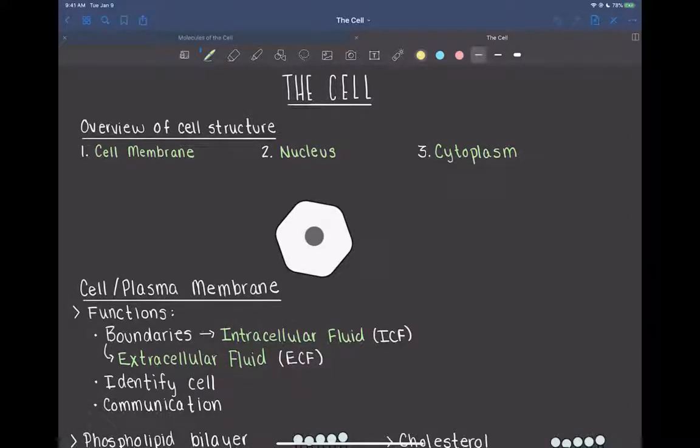All right, in this video we are going to start the chapter on cells. First we're going to do an overview of cells, and then we'll talk about the membrane, and then we'll move inside of the cell and start talking about some of the different organelles found in the cell. Okay, so overview of the cell.